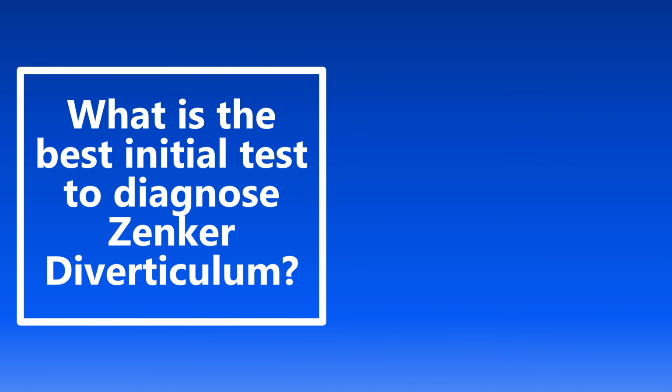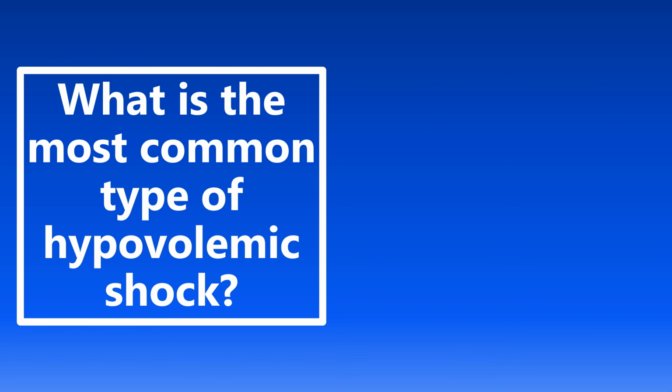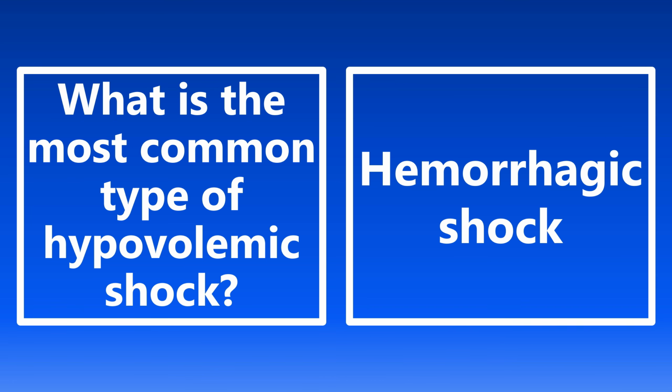Moving on here, what is the best initial test to diagnose Zenker diverticulum? The best initial test is going to be a barium study. What is the most common type of hypovolemic shock? The most common type of hypovolemic shock is actually going to be hemorrhagic shock.